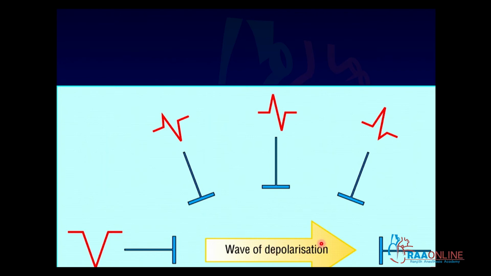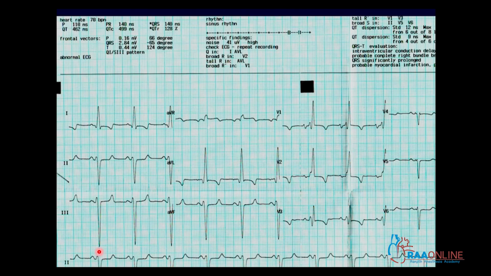Depolarization coming towards the lead will record a positive complex. If it is atrial depolarization, it will record a positive P wave. If it is ventricular depolarization, it will record a positive QRS complex. If the depolarization, or the vector, is going away from a particular lead, that lead will record a negative complex. If it is a P wave, the atrial vector is going away, and the P wave will be negative. If the ventricular vector is going away, the QRS will be negative. So this is what we have to understand first.